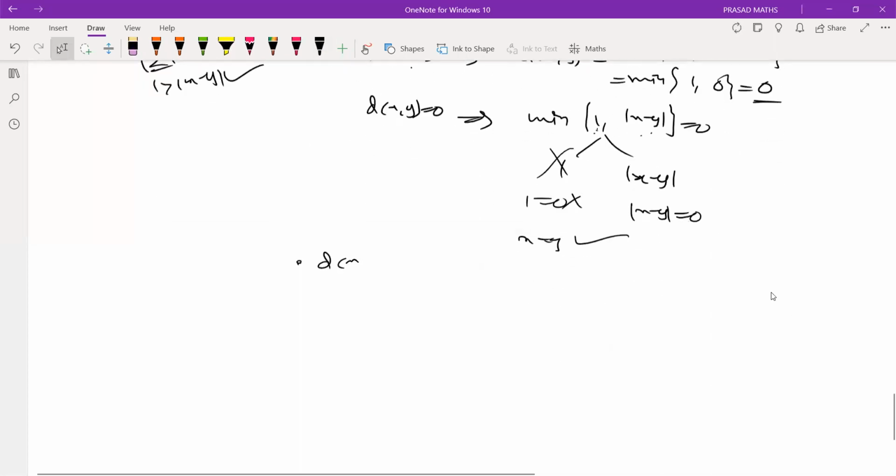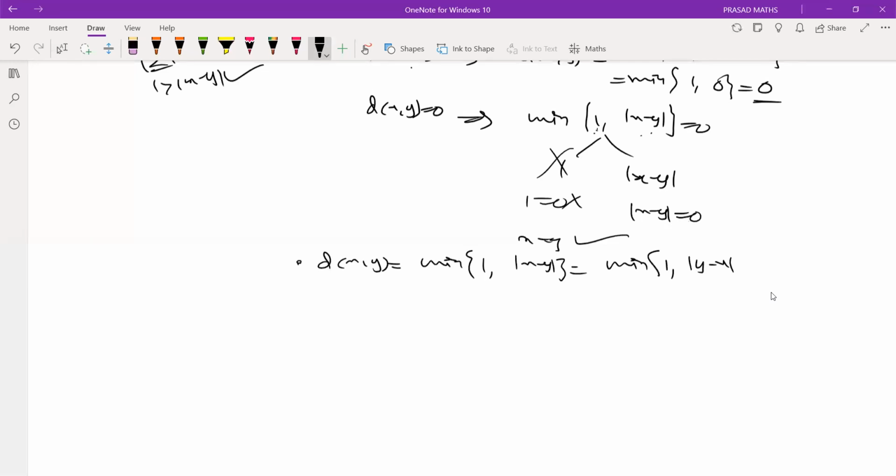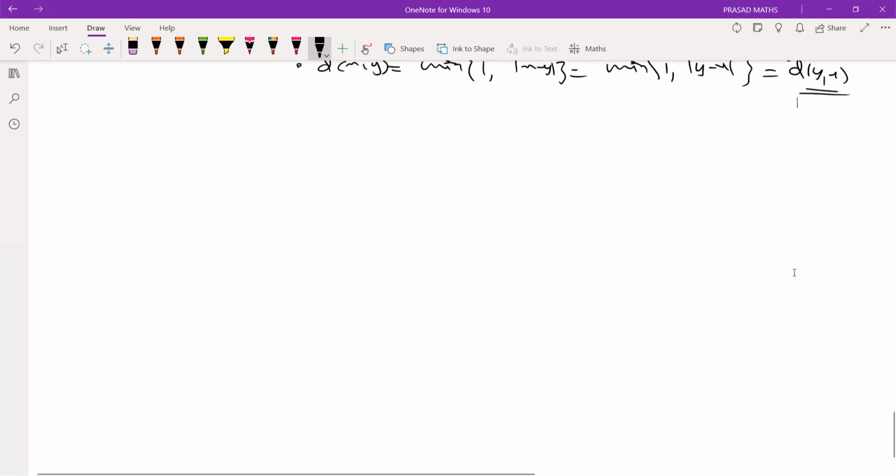So there is no problem with the symmetry property. This is nothing but what? The minimum of 1 comma mod of x minus y. But I already told you that this is the minimum of 1 comma mod of y minus x. This is nothing but what? The distance between y comma x. Therefore, the distance satisfies the symmetry property.